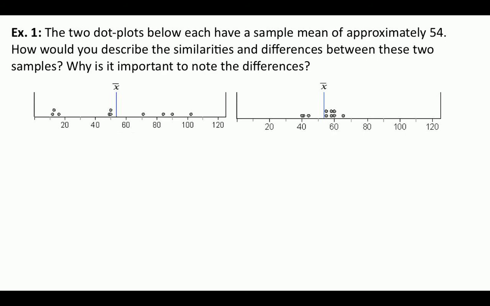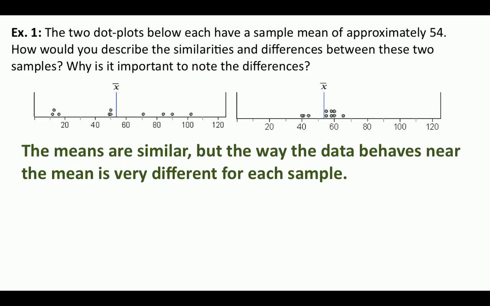All right, through the use of an example, here are 2 dot plots. They each have a sample mean of approximately 54. How would we talk about the similarities and the differences between these 2 samples? And why is it important to notice the difference? We've been given that the mean for both is 54, so that's a similarity right there. We could guess that even the median would be similar, because it seems symmetric, going on left and right hand side of the mean.